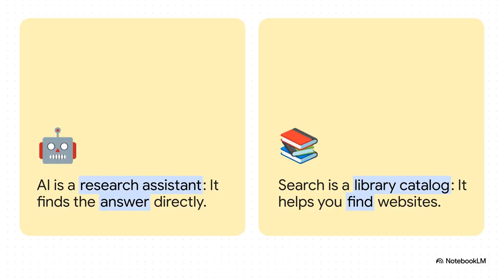And it's also way different from a search engine. When you do a Google search, it's like using a library catalog. It points you to a bunch of websites where the answer might be. And AI, though, is more like having a personal research assistant. It actually understands your question and pulls information together to give you a direct answer.